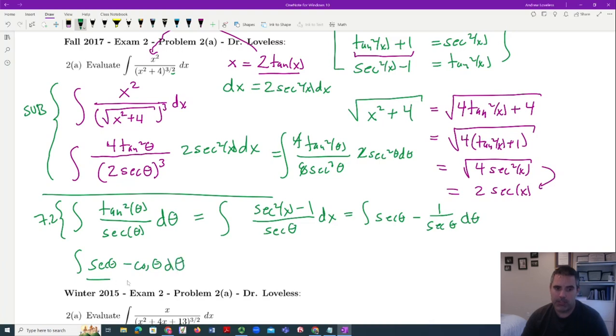Those are both in our table. Now the integral of secant is something we added to our table of known integrals in this section. I believe it's the log of secant of theta plus tangent of theta. It's not something I use every day. And then the other one is the antiderivative of cosine, which is sine plus c.